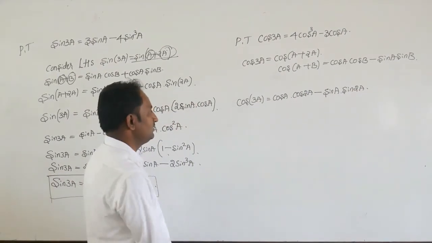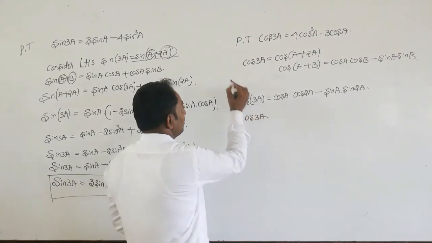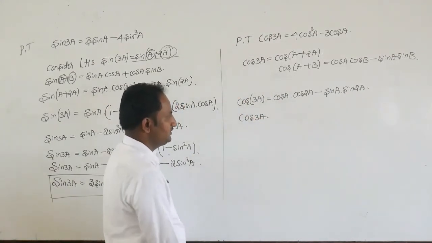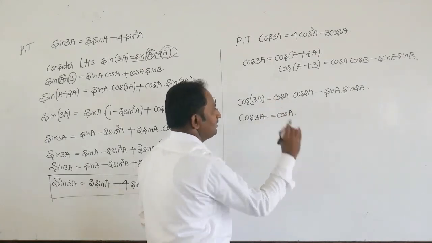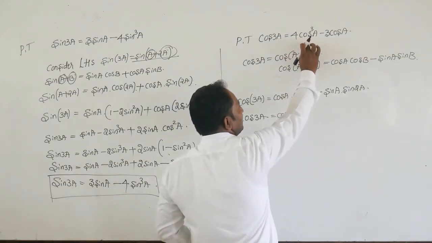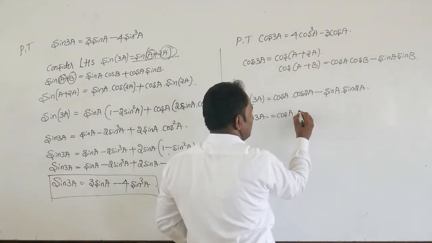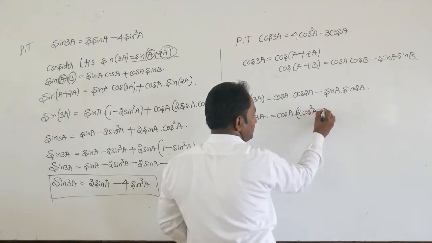Sin of b, 2a substitute. Here cos of 3a is equal to cos a. Here cos of 2a formula. Here we can get the result in terms of cos. Here 2 cos square a minus 1.